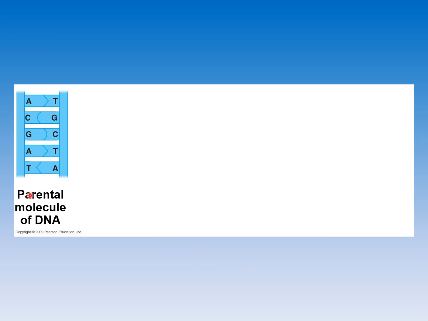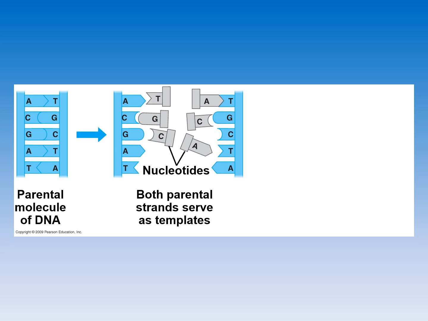So you have your original parental DNA right here. It's going to separate. The gray is showing how you are adding in your nucleotides. And remember complementary base pairing. And yes, you do have to remember things from previous chapters. It all comes together. Remember, A and T always bind together, and C and G always bind together.